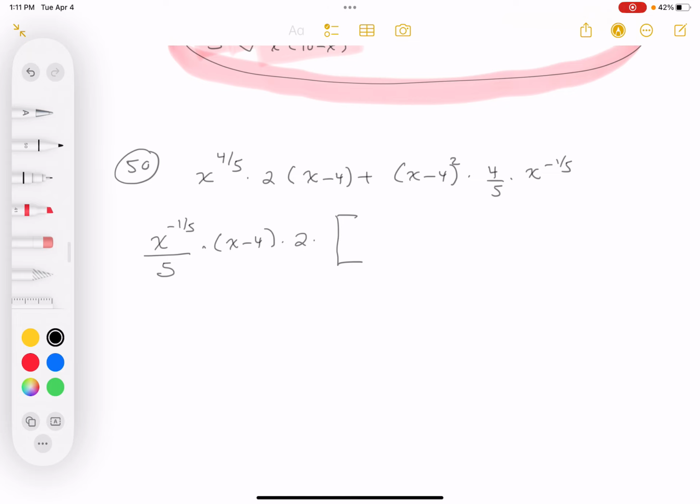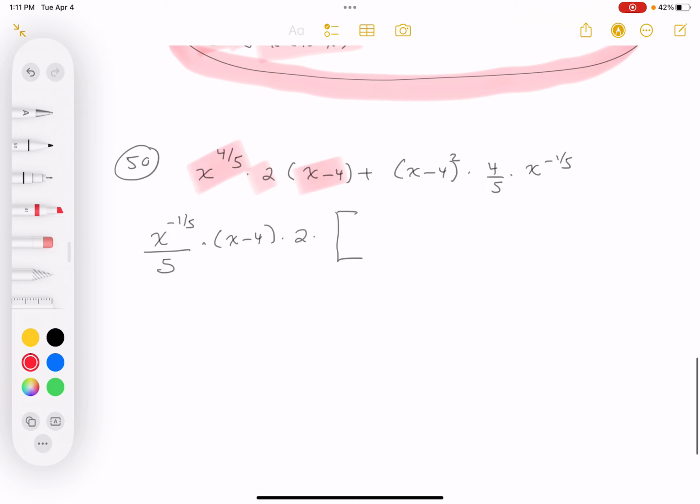So I want to just kind of peacefully go through it. I pulled a 2 out from the first term. I pulled an x minus 4 out from the first term. And I pulled out an x to the minus 1/5, which means I'm going to have an x there to the first power, because that's 5/5, and 5/5 minus 1/5 is 4/5. Right? That's x to the first power.